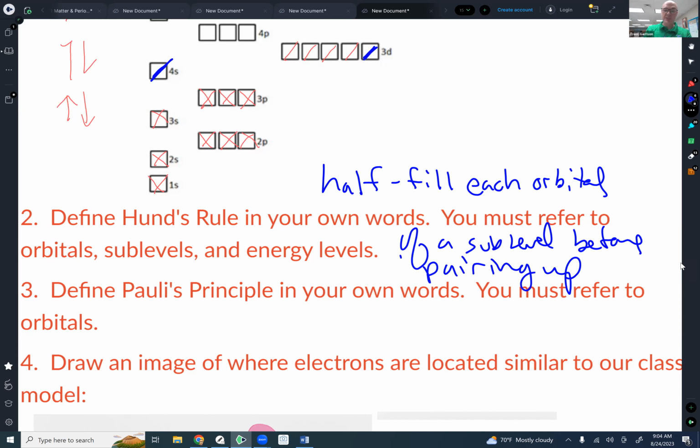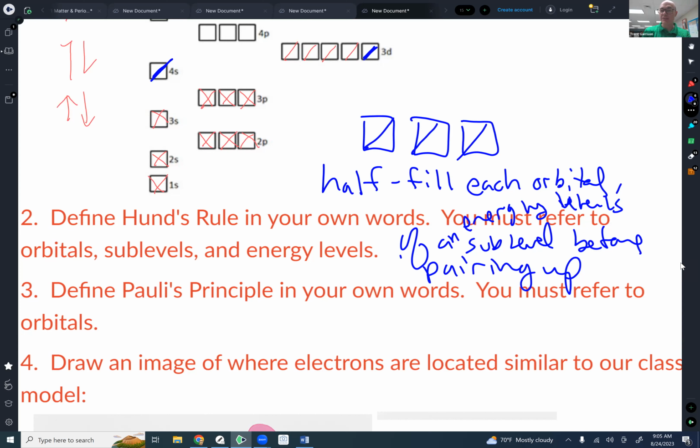Now, it says that you also have to include energy level. Maybe that's how we can do that: half fill each orbital of an energy sublevel before pairing up inside that same orbital. In other words, what we need to do is make sure that we put one arrow in each box of a sublevel before you're allowed to pair it up, before you're allowed to move on to the next energy level.